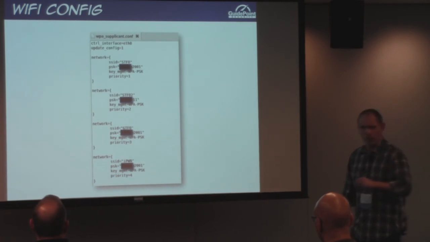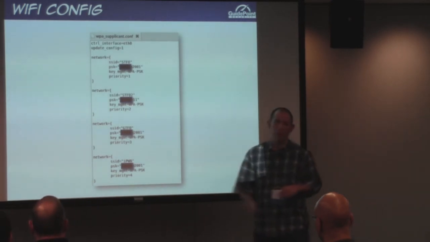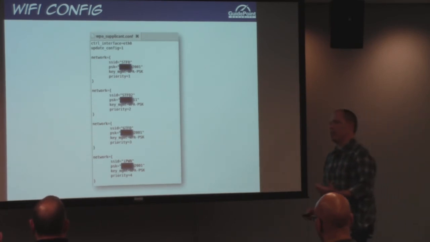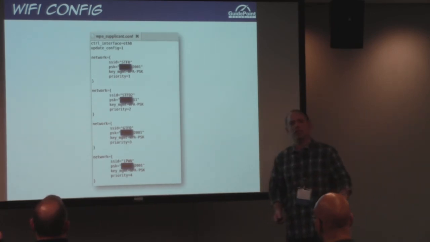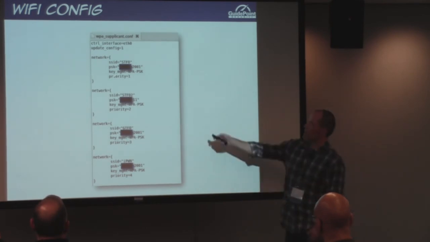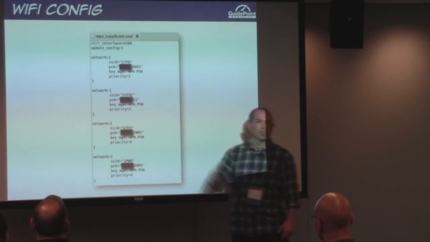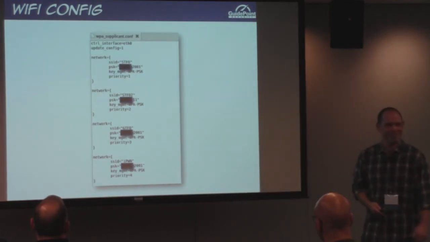Here's the second critical finding. Wi-Fi configuration. This is an XML file. On Android, they use XML files for config. They use plist on iOS. And as you can see, all the SSIDs that I've connected to with the pre-shared key, conveniently located in clear text.